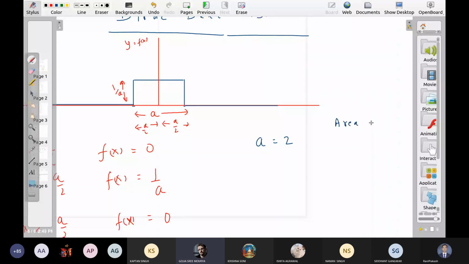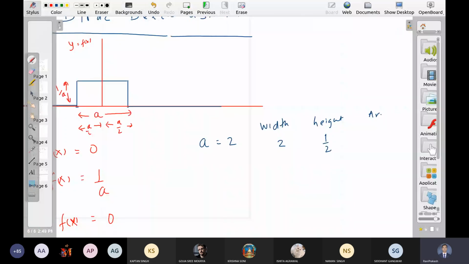So width is this. Width is equal to how much? 2. Height is 1 by 2. And area is 1. When a is equal to 1, it is 1. It is also 1. How much is area? 1. A is equal to half. This is half. This is 2. Area is again 1.